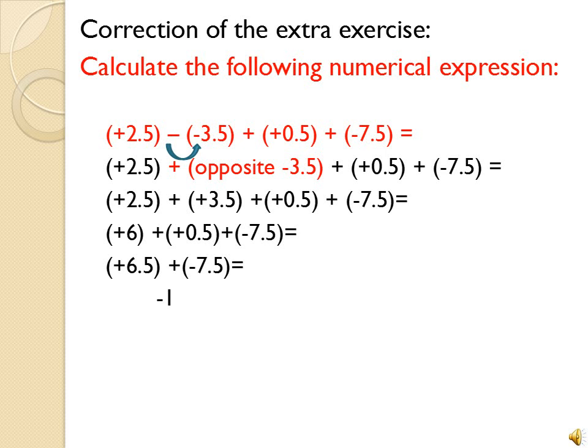What remains? Plus 6.5 plus minus 7.5. I subtract them here. Why? Because they have different signs, one plus and one minus, so I subtract them and put the sign of the larger. 7.5 is larger than 6.5, so I put minus, and subtracting 6.5 from 7.5 gives 1. So the answer of this numerical expression is minus 1.